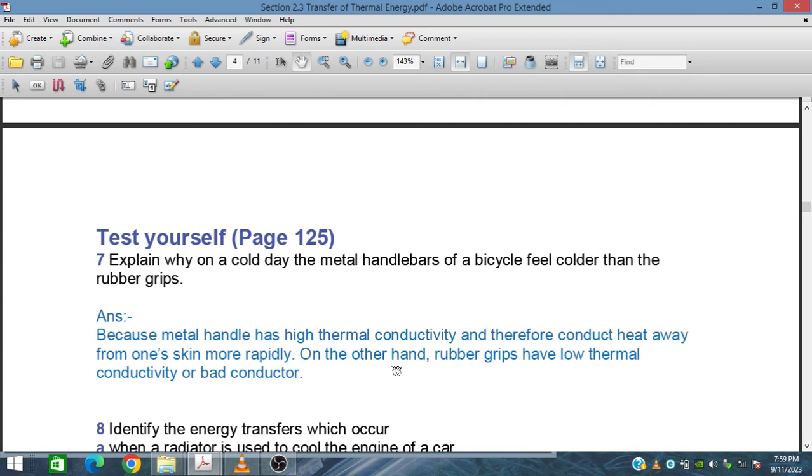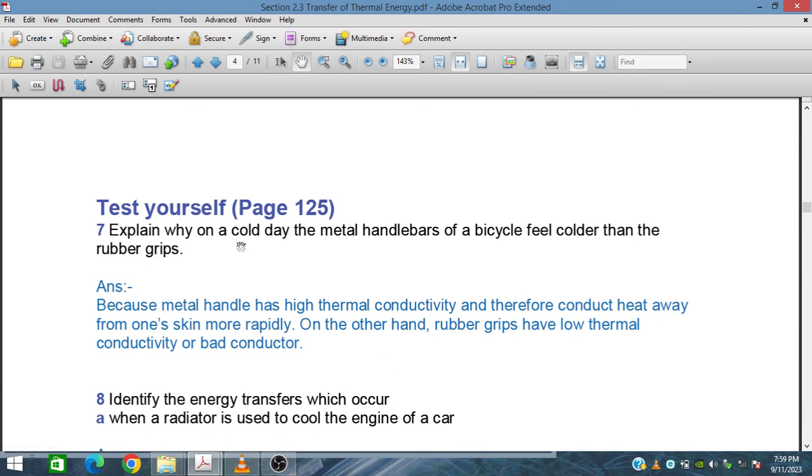Test yourself on page 125. Explain why on a cold day the metal handlebars of a bicycle feel colder than the rubber grips. Because the metal handle has high thermal conductivity and therefore conducts heat away from one's skin more rapidly. So when we touch the metal part, it takes away the heat from our body. That's why it gives a cooling effect.